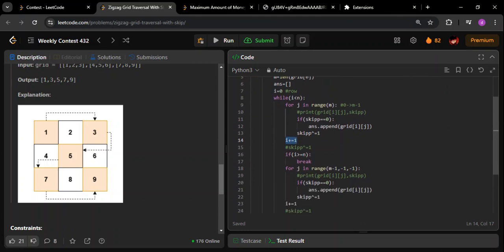Now for the second row, I again have to traverse, this time in the reverse direction. If you see, I went from 1 to 3, and now I have to go from 6 to 5 to 4, in the reverse direction.